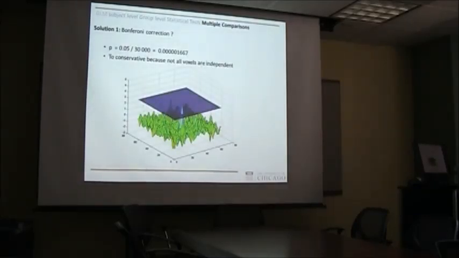So the first solution, in terms of dealing with all these comparisons, is just to do a Bonferroni correction, which basically states that if you have a nominal alpha level of say 0.05, you just divide that by the number of tests that you do. It makes a lot of sense in a way. To incorporate all these tests, you want to be more stringent and you divide by all your tests.